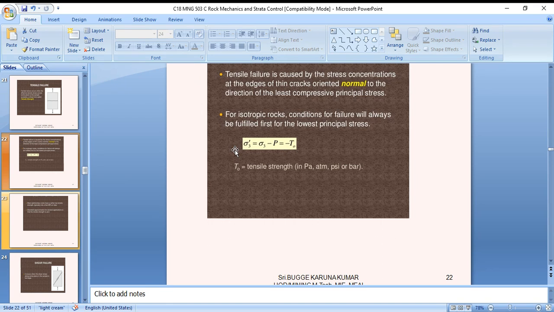Tensile failure is caused by the stress concentration at the edge of a thin crack oriented normal to the direction of the least compressive principal stress. For isotropic rocks, the conditions for failure will always be fulfilled first for the lowest principal stress. There are both isotropic and anisotropic conditions. The strength and elastic properties of most rocks vary with direction.